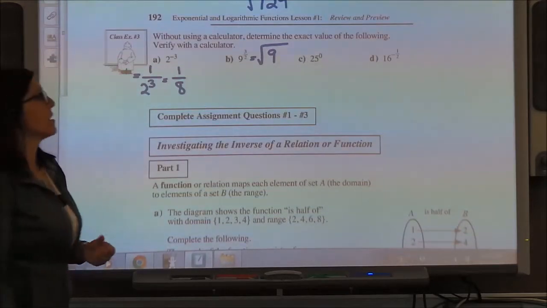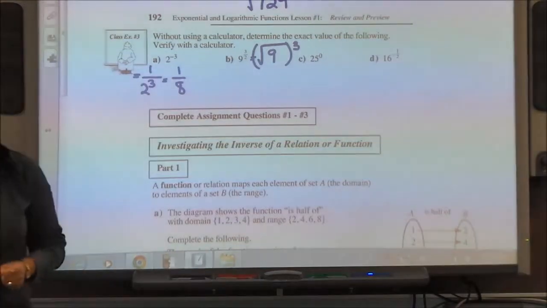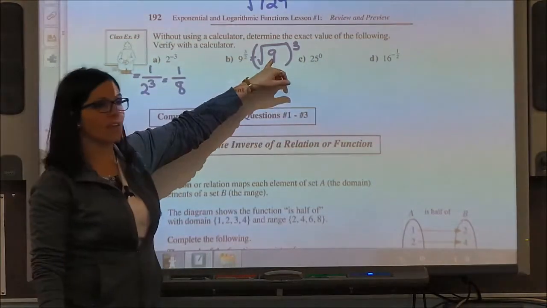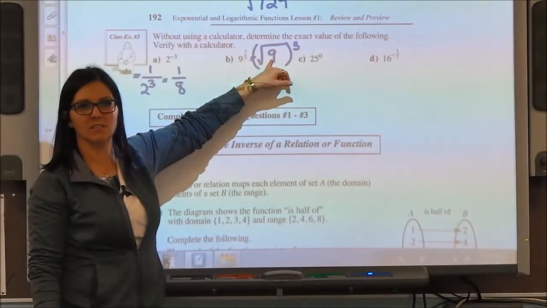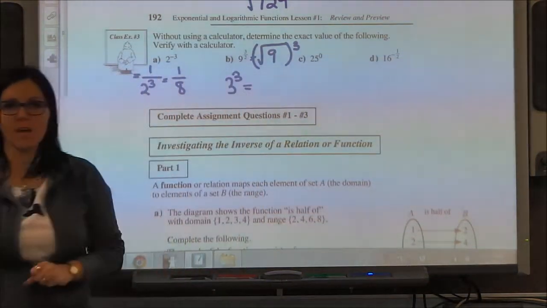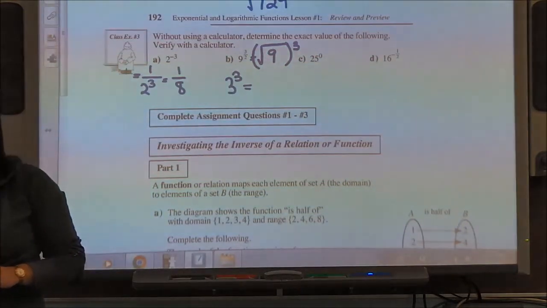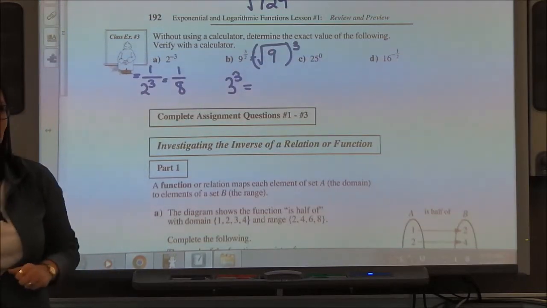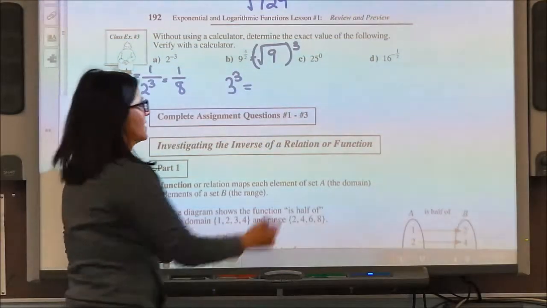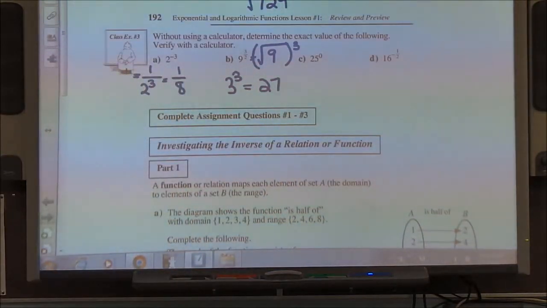No. At least. So if I put the 3 on the outside, I get the square root of 9, which is 3. And now I'm going to raise that to the power of 3. So 3 times 3 is? 9. And 9 times 3 is? 27. Okay? If you take the square root of 729, you get 27.